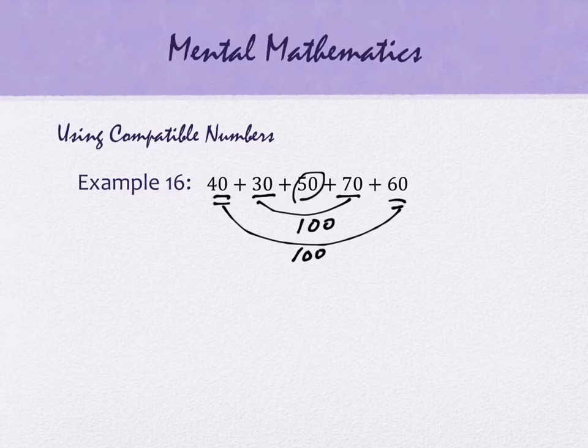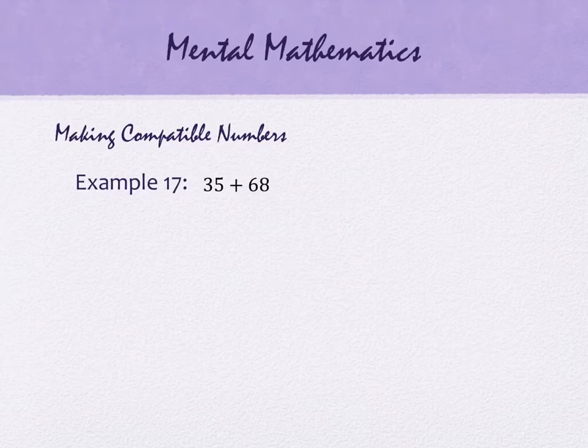Now 50 is sort of left out. That's really okay because whatever's left out at that point is just one single numeral because I had 5 numbers. So I have 100 plus 100 plus 50, which is 250. And that's easier than 40 plus 30, which gives me 70, plus 50, plus 70, plus 60, all because we just regrouped.